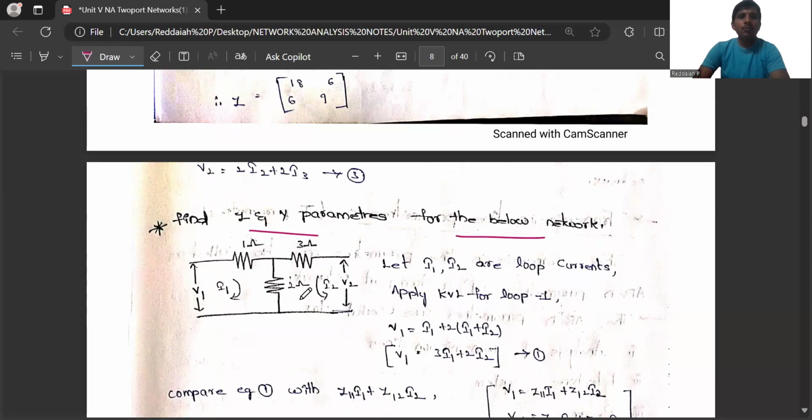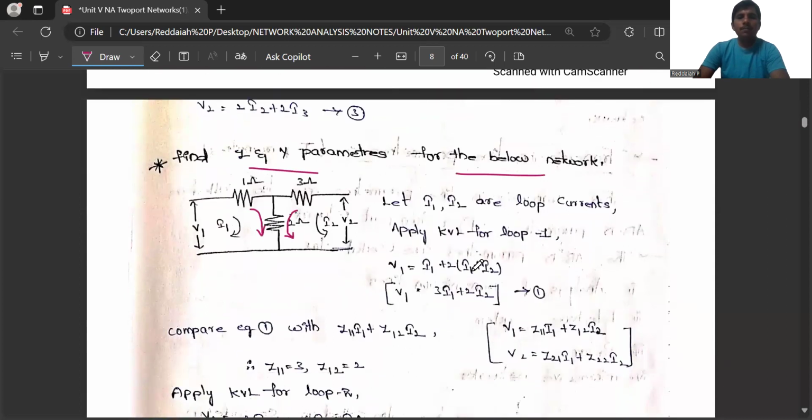Let I1, I2 be the two currents. Assume that the two currents are in the same direction. First, we will find Z parameters. Reciprocal of that, we can calculate Y parameters.